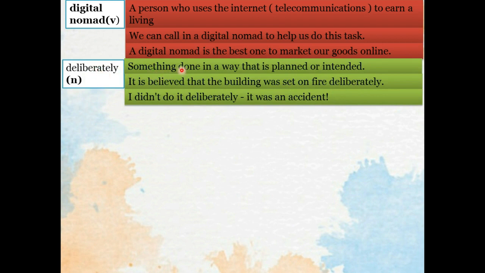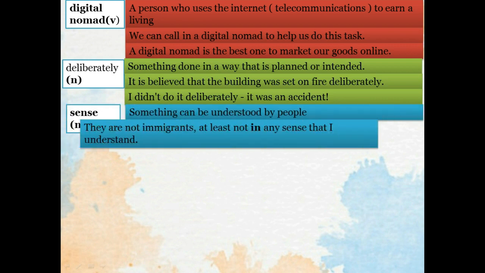Deliberately, something done in a way that's planned or intended. It's believed that the building was set on fire deliberately. Okay, if something is done deliberately, it means something done in a way that is planned or intended. I didn't do it deliberately, it was an accident. Okay? This is the word deliberately.